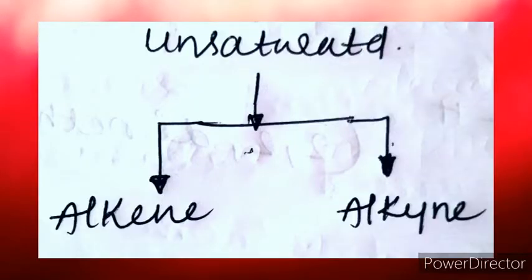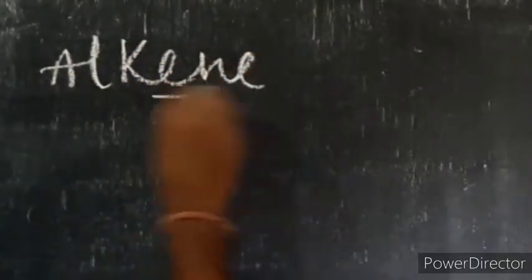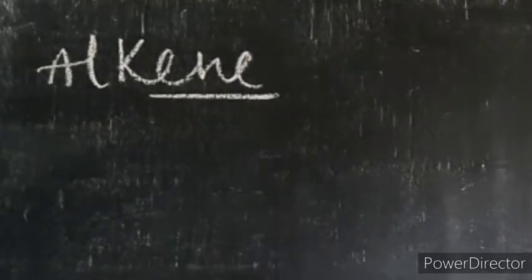Alkene, that is an alkene. Alkene is an unsaturated carbon compound. It means there will be a double bond between the carbons. So the general formula for alkene: the suffix ends with ENE.